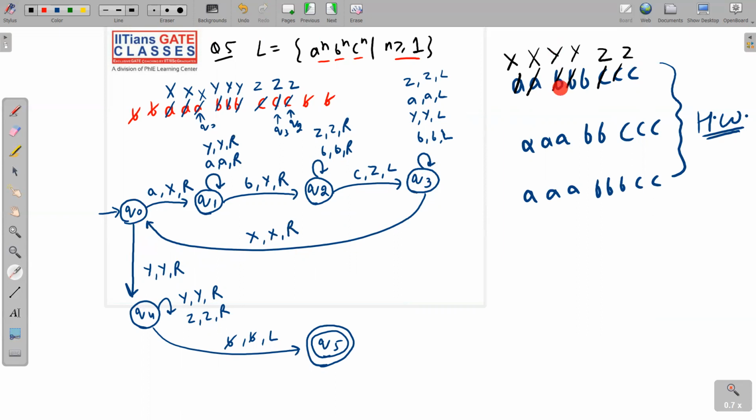Now Q0 will read the Y. Be careful here. Q0 will read the Y, so it will move to the state Q4. Now Q4 will read the B. So for this string, that configuration will be Q4 reading the B, which is not allowed.